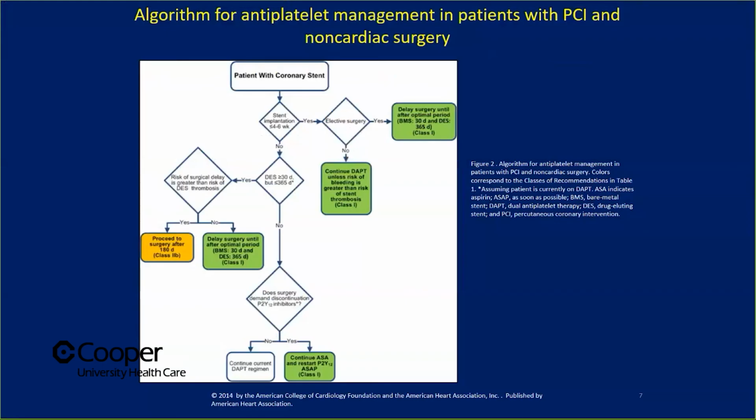Pardon me, sorry. So this is about the coronary stent. If they're within 30 days of a bare metal stent, don't go to surgery. You don't want to stop the clopidogrel. If they're within 365 days of a drug-eluting stent, don't stop the clopidogrel for elective surgery. However, you could proceed after 180 days sometimes, if there's compelling reasons. We could talk about that.